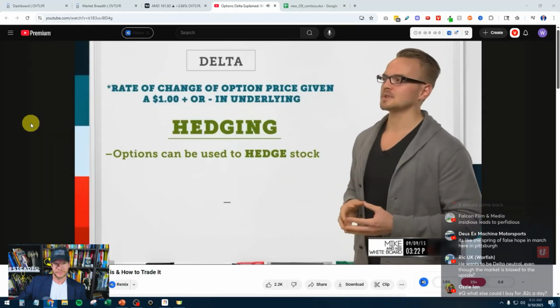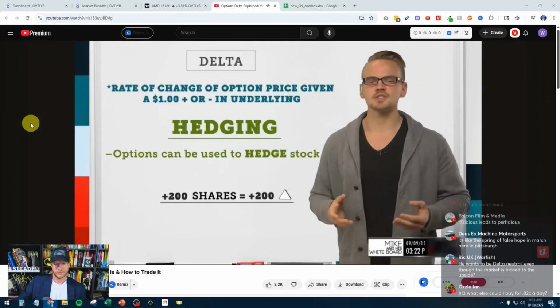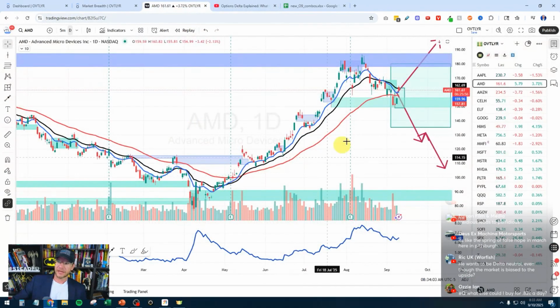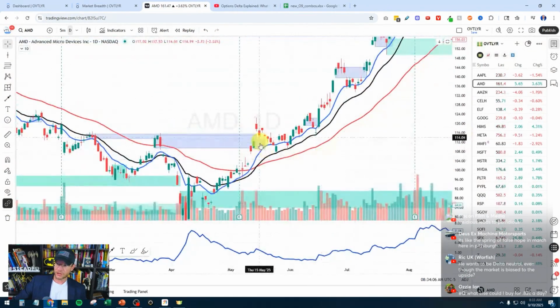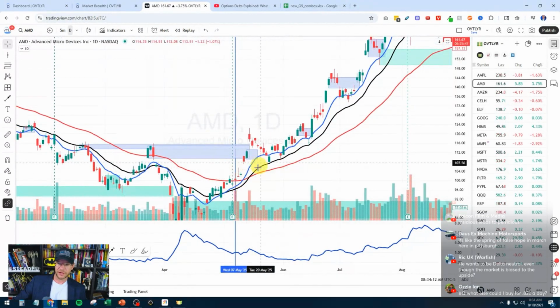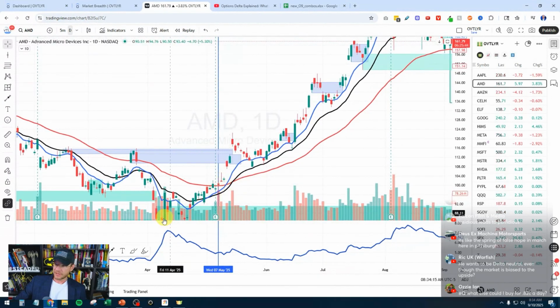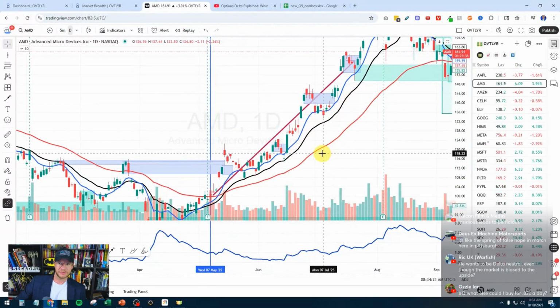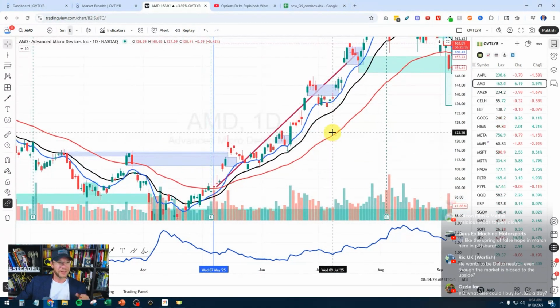If we look at a couple of examples here with hedging, let's say I've got 200 shares of stock. But before we get too deep into this, I despise the idea of hedging. Now, hear me out. Let's say that you're long AMD. Let's say that you decide to go long AMD on the 10/20 price over 50 right there. And you bought AMD stock. And as you can see, AMD ripped higher with this trend template in place.